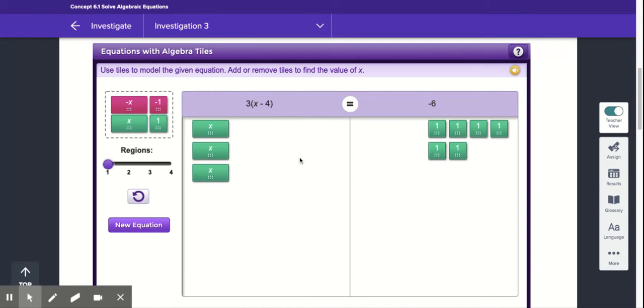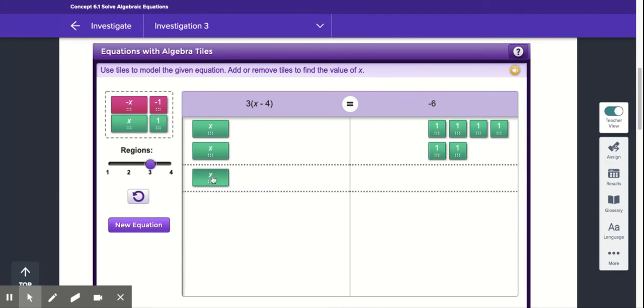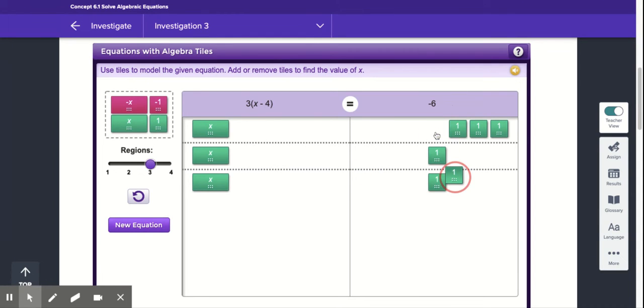Those disappeared once I added 12. We had a -6 here and I added 12 and we're left with 6 here. Okay? If you wanted to, you could do 3 regions. What that basically means is you would take these x's and divide it into 3 regions. Well, then that means that you would divide these as well into those 3 regions.